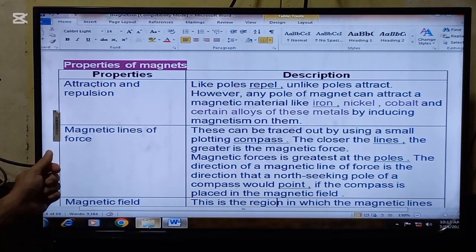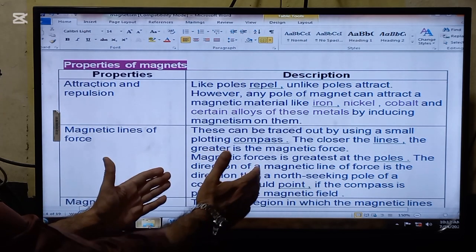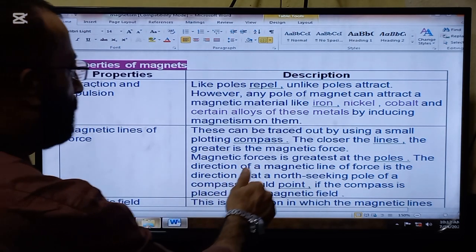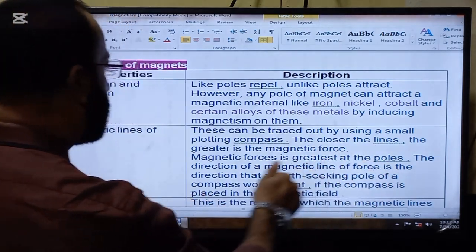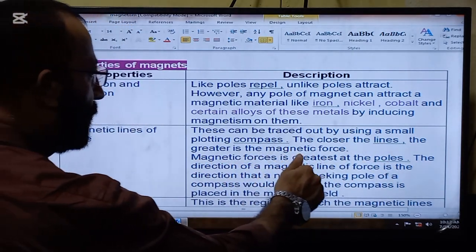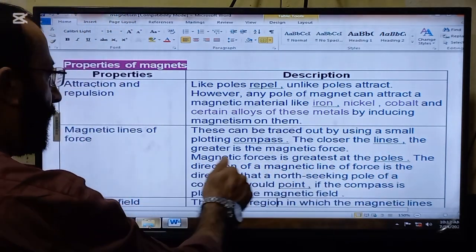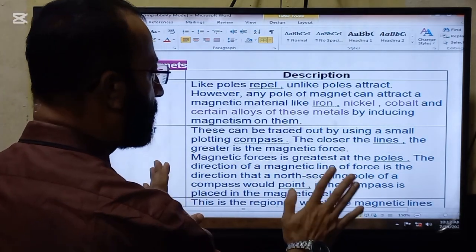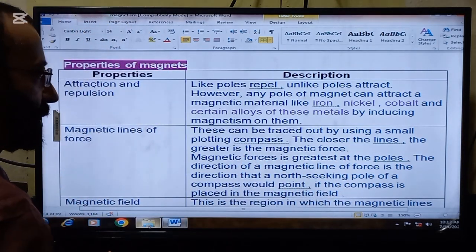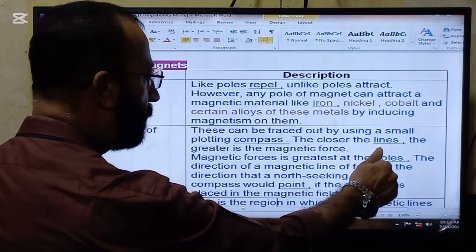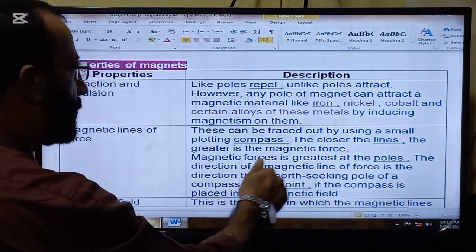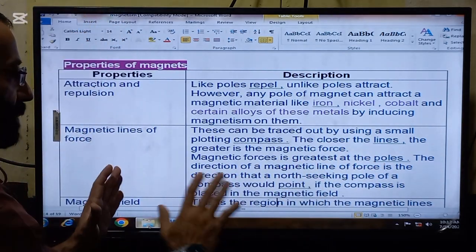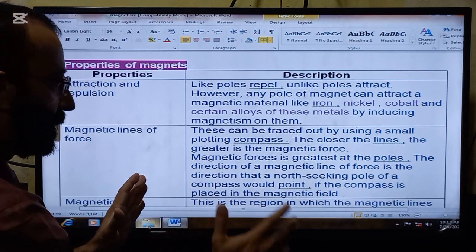The next property is magnetic lines of force. So here is the description. These can be traced out by using a small plotting compass. The closer the lines, the greater is the magnetic force. So this is a very important point as far as your paper number 1 is concerned. The closer the lines of the magnet, the greater is the magnetic force. That magnet will be stronger.